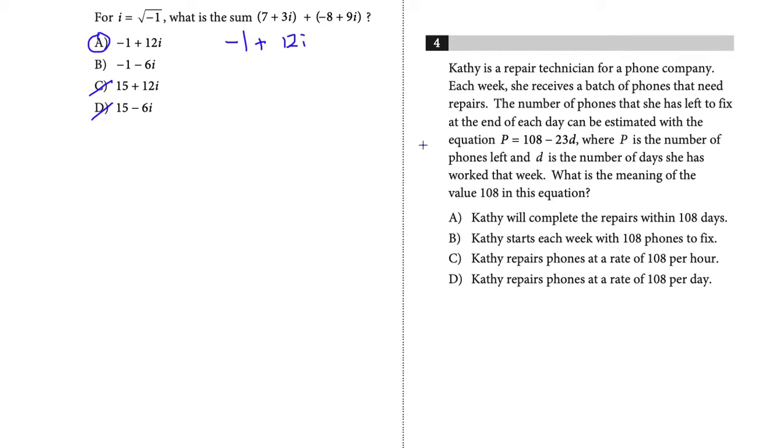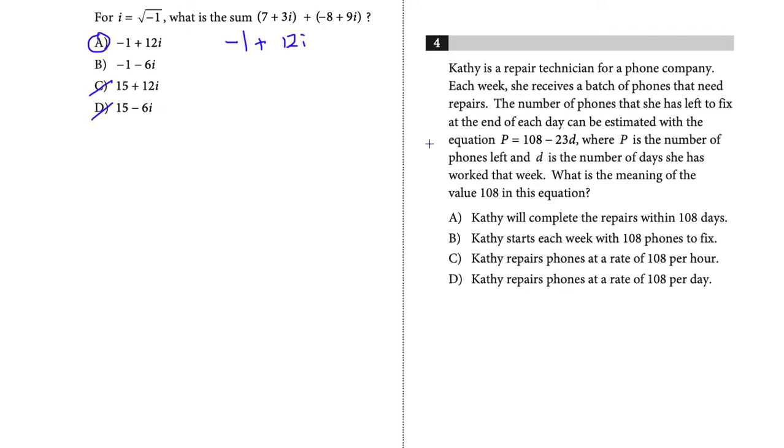So, number 4. Someone read. Quiet raised hand for XP. Who wants to read? Julian for XP. Go. Thank you, Sergio, for getting his XP. Kathy is a repair technician for a phone company. Each week she receives a batch of phones that she repairs. The number of phones that she has left to fix at the end of each day can be estimated with the equation P equals 108 minus 23D, where P is the number of phones left and D is the number of days she has worked that week. What is the meaning of the value 108 in this equation?